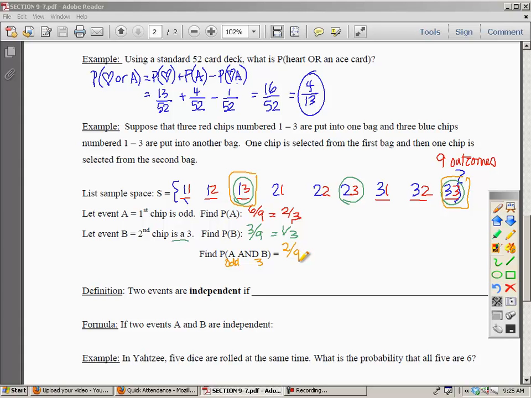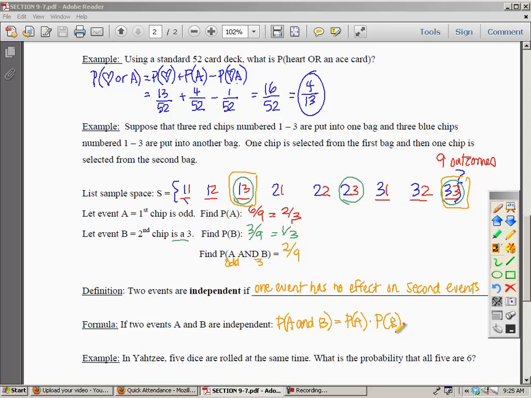And I want to talk about how we get that in terms of formulas as well, because I don't always want to have to list the sample space. So let's talk about a definition. 2 events are independent if one event has no effect on the second event. Now, if 2 events are independent, then the probability that I get both A and B to occur is the probability of A times the probability of B.